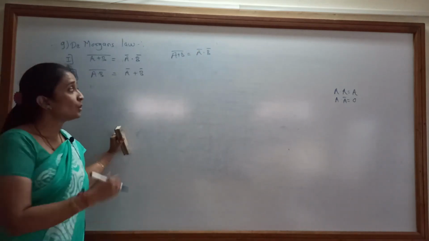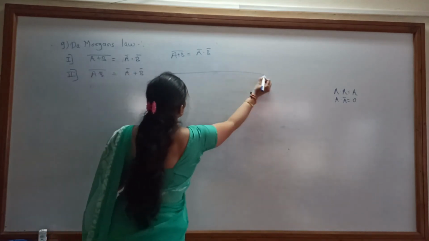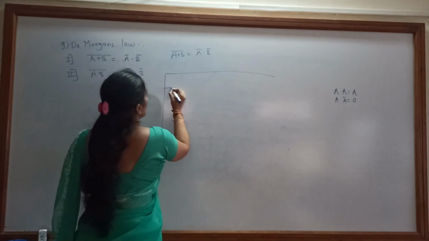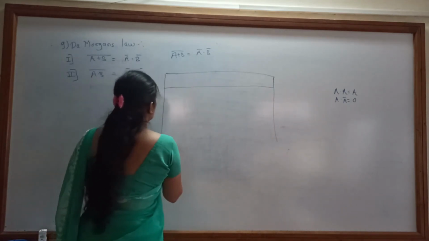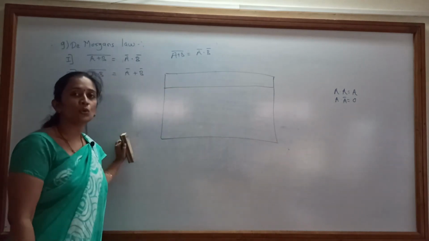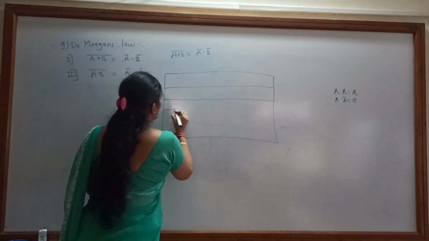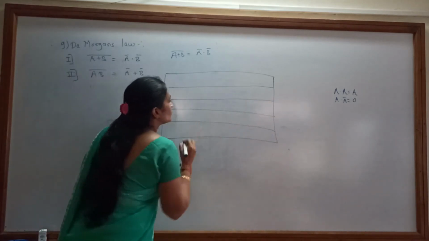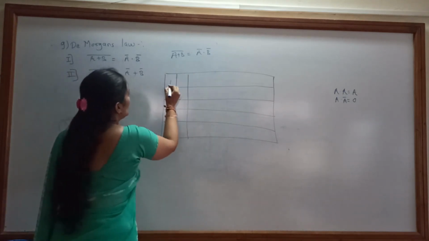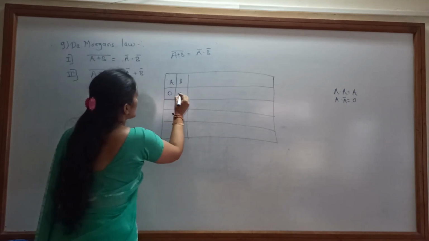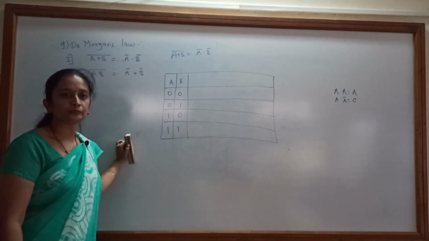This is the expression. To prove this, we will draw the truth table. How to draw the truth table? Truth table is a table with inputs and outputs. There are how many inputs? 2 inputs, A and B. Therefore, how many possibilities will be there? 4 possibilities for A and B. I'll write here A and B. How many possibilities? 0 0, 0 1, 1 0, 1 1.